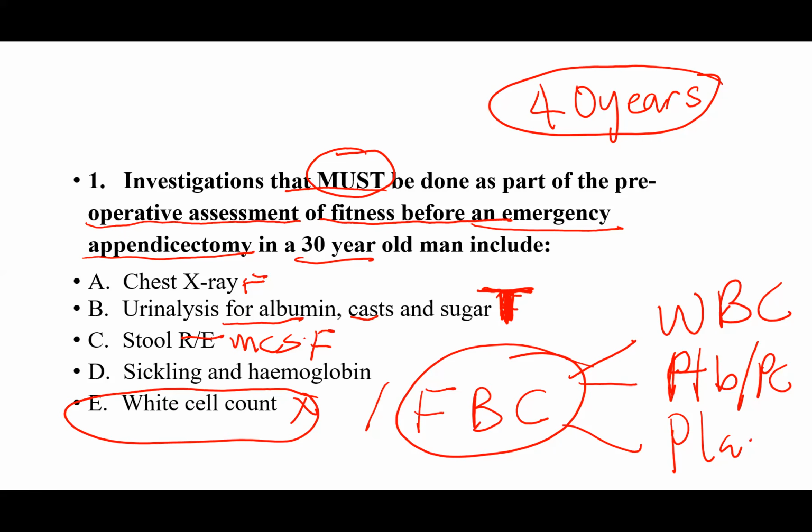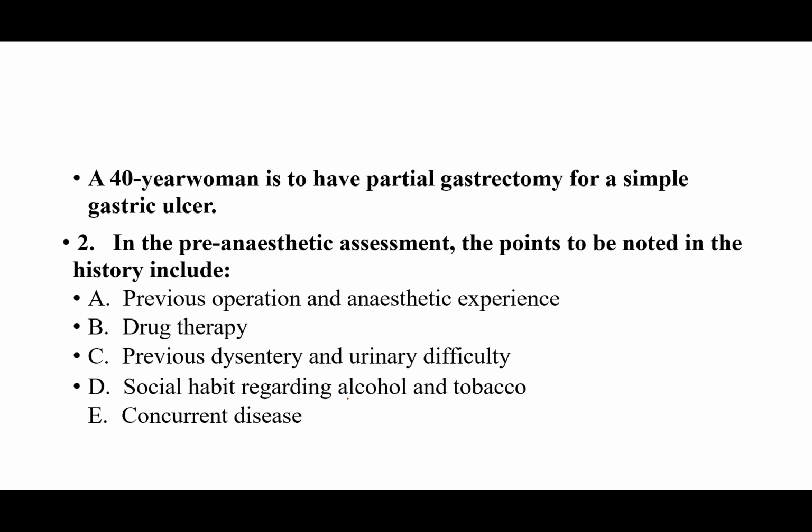Hemoglobin will give us an idea of the PCV, and then sickling to know if the patient is a sickle cell patient. Now, I'll refer you to that chapter in Bedu, the way he classified the investigations before procedures. There are some basic minimal ones you do, which B and E are part of. Is it clear? Yes, sir. Okay, let's move to the next question.